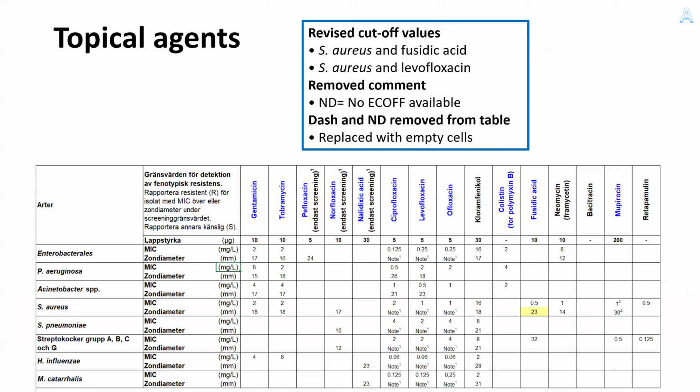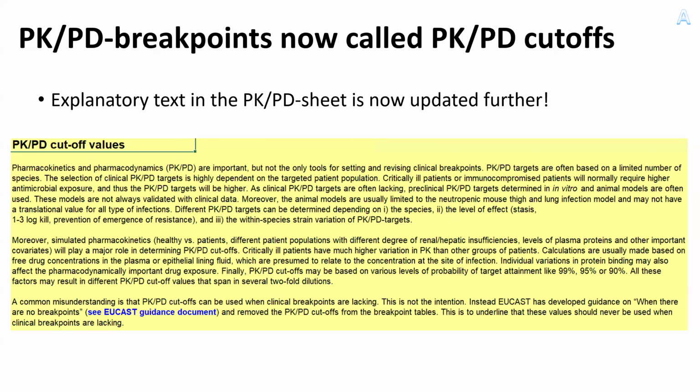Then we can go to the topical agents sheet, and not very much has actually changed in the content of this sheet. There have been a lot of technical updates, so it looks a bit easier to read. But the only thing that actually changed here is the fusidic acid cutoff for Staph aureus. Yes, then we can continue.